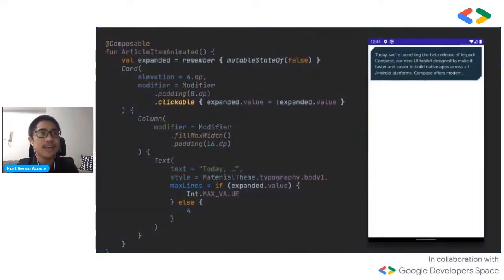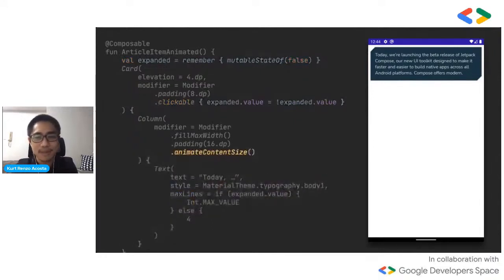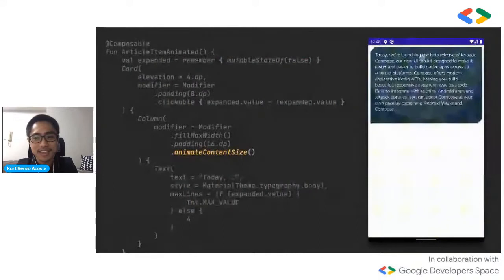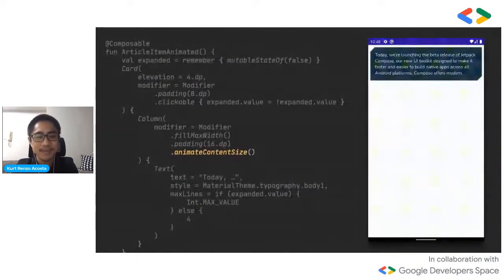So here I have my expanded state. I'm saying this card is clickable. And if you click it, it just inverts the state from expanded to not expanded. And the text is just configured. So if it's expanded, I want you to generate all content by giving a max value of integer for the lines. But if it's not expanded, just limit it to 4 lines. And to animate this, again, it's super easy. I just have to add 1 line. I just need to say animate content size. And there we go. Now there's some animations to it. When I click it, it expands up and down. And again, super easy to make animations in Compose.